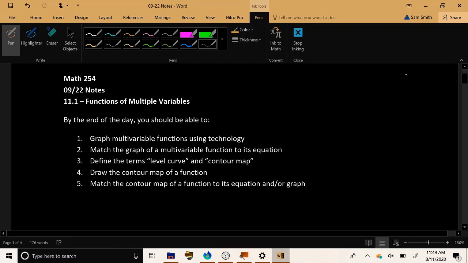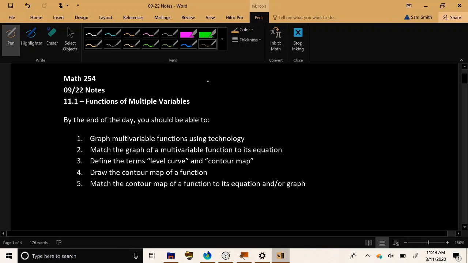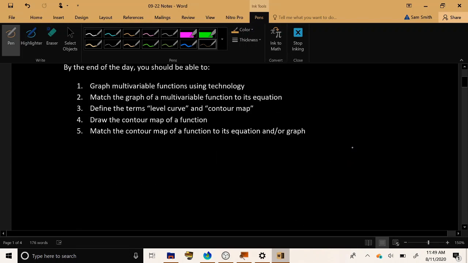Still talking about functions of multiple variables, getting started with the fundamentals. Today our goals are to talk about creating the graph, creating visual representations of multivariable functions. We're going to talk about how to graph multivariable functions using technology. By the end of the day, we should be able to match the graph of a multivariable function to its equation. We're going to introduce some terminology, in particular the terms level curve and contour map. And we're going to draw a contour map and match that map to the equation and/or graph of a multivariable function.